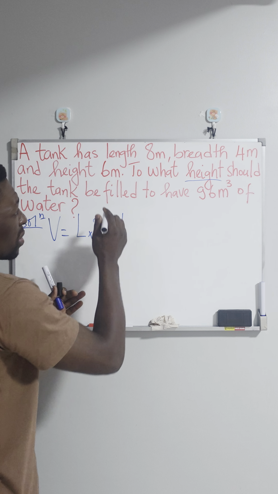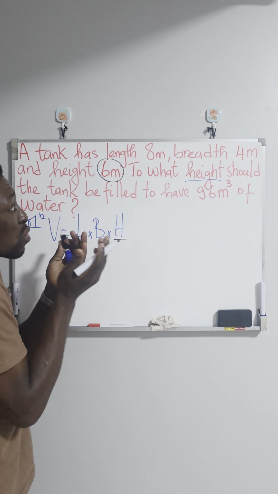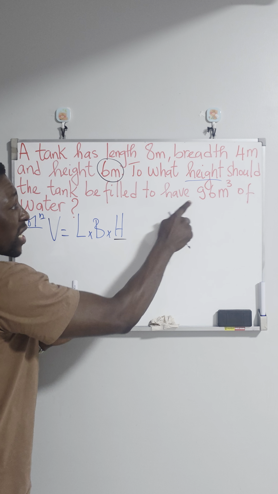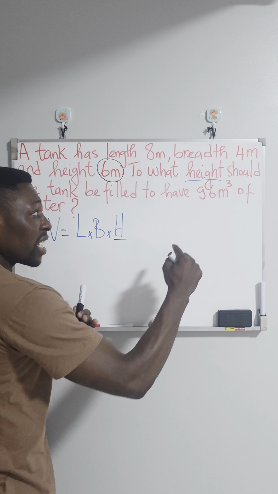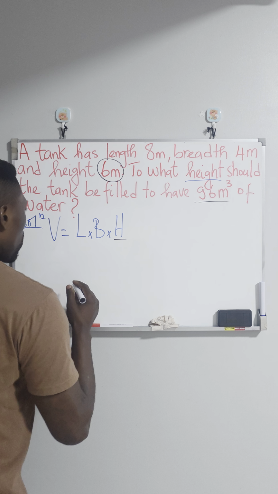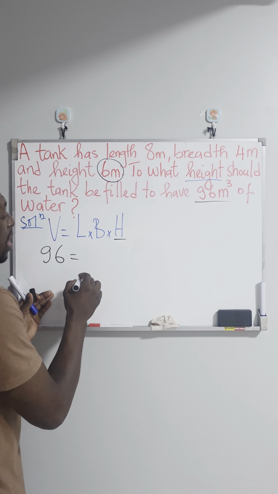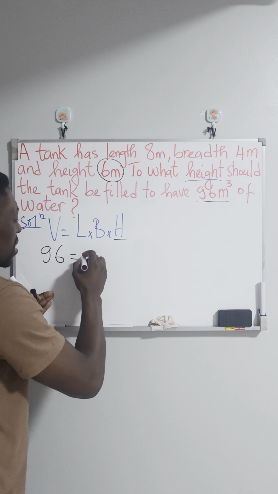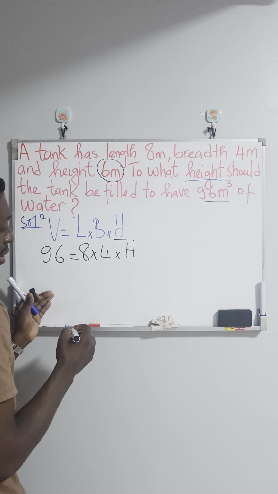Dear friends, do not be mistaken to think that this is already the height, because we do not know if this height will correspond to this volume. So we are actually looking for a height which will correspond to this volume of water in the tank. So the volume here is 96, which is clearly given, and it will be equal to the length 8 times the breadth 4 and then times this height we are looking for.